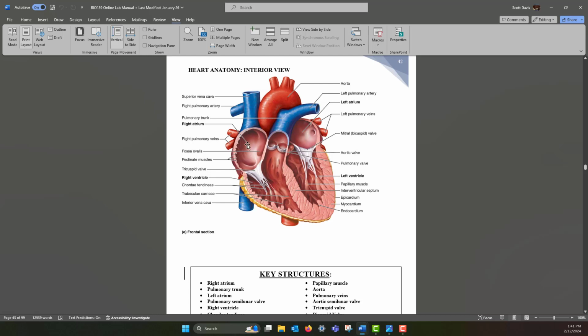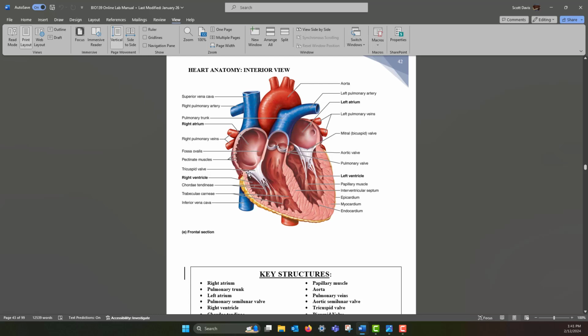So over on the right side of the heart, between the right atrium and the right ventricle, is called the right atrioventricular valve, or the right AV valve. On the left side of the heart, we have the left atrioventricular valve, or the left AV valve.